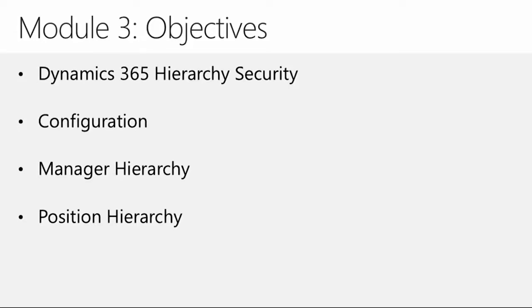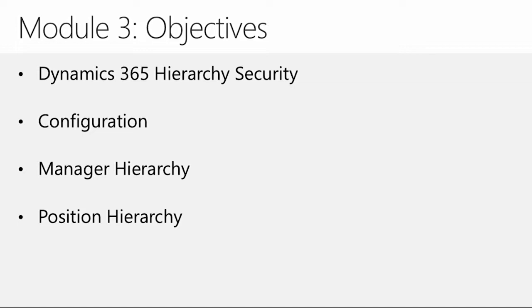So what we want to do in this module is talk a little bit about what Dynamics 365 hierarchical security is, and how it differs from your existing security model or options inside a Dynamics 365 implementation. And it's really not different as much as it is complementary. It's an additional security piece that you can bring on top of it. So we're going to look at what that is.